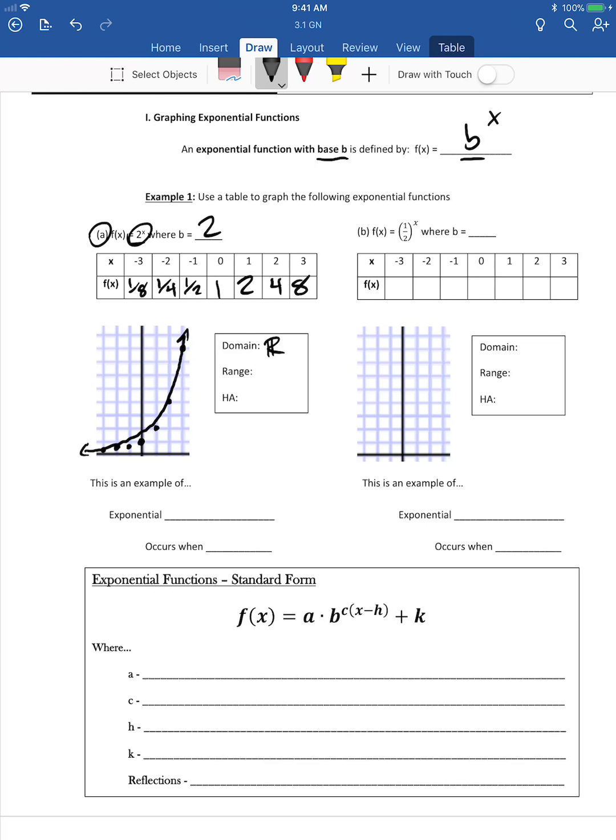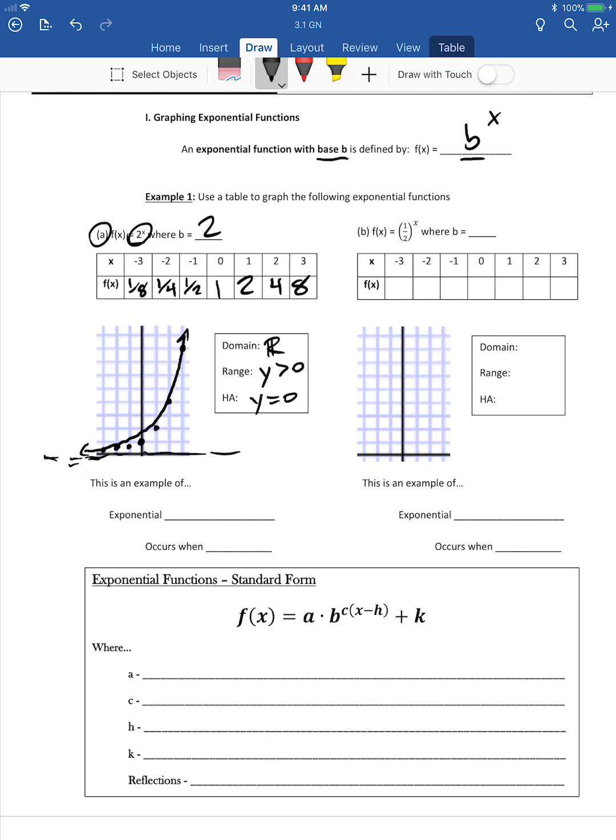If you stop and think about that for a second, nothing I can plug in for x will give me 0. And I'm never going to get a negative number. There's no possible number for x that I can plug into this function that will give me a negative output. So my range is going to be y is greater than 0. And, as you might have guessed from this graph, I do have a horizontal asymptote at y equals 0. Again, because the range is y is greater than 0, I'll never actually reach 0.